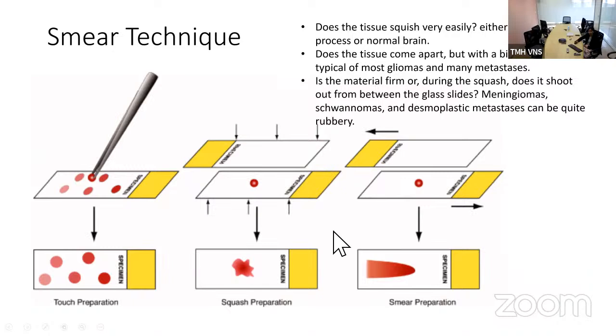Now, when we prepare a squash, what are the things we have to notice? We have to notice whether the tissue squishes very easily. That means it is either a discohesive tumor process or a normal brain. Does the tissue come apart but with a bit of effort? That is typical of most gliomas and some metastatic tumors. Is the material firm during squash, or does it shoot out from between the glass slides, like tissues which have increased fibrosis or increased reticulin, like meningiomas, schwannomas, or desmoplastic metastasis?